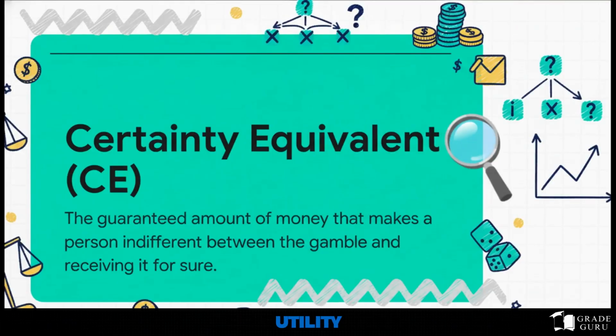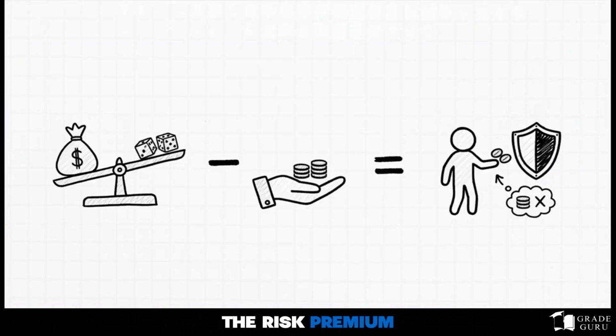Now, from expected utility, we get this really useful idea called the certainty equivalent. It's the guaranteed amount of cash that would make you feel just as happy as taking the risky gamble. You can think of it as the gamble's no-risk price tag for you, personally. The risk premium is simply the difference between the gamble's expected monetary value and your personal certainty equivalent. So what does this number actually mean? It's basically the amount of money a risk-averse person would pay to avoid the stress and uncertainty of the gamble.